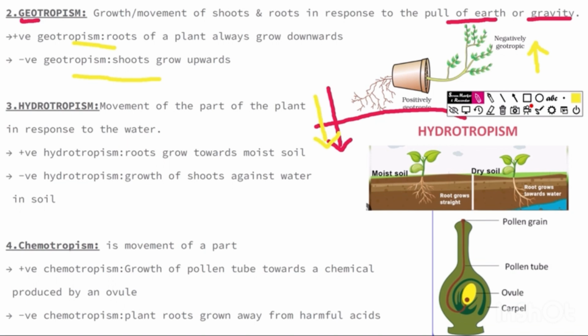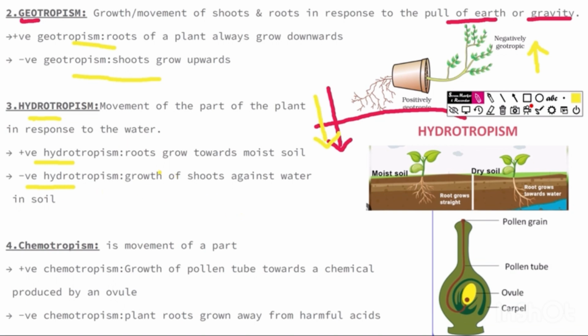Geotropism, I am explaining again, is the tropic movement which occurs as a response to gravity. Gravity is affecting the movement or the growth of the plant. It can be positive and it can be negative. Then we have hydrotropism. What is hydrotropism? Hydro, as the word explains, means water. So it is the tropism or growth which is affected by water. Wherever water is, if the plant is moving towards water, it is showing positive hydrotropism. If the plant is moving away from water, it is showing negative hydrotropism.